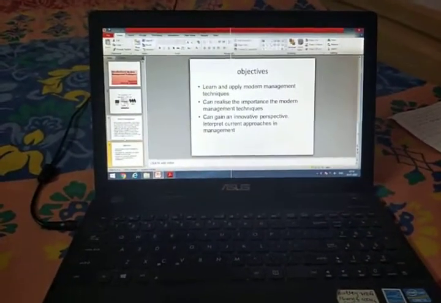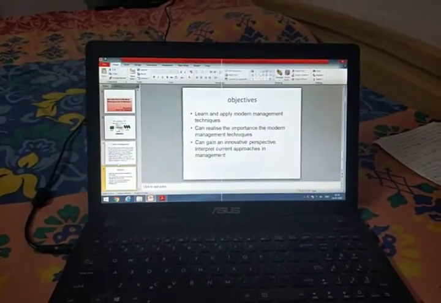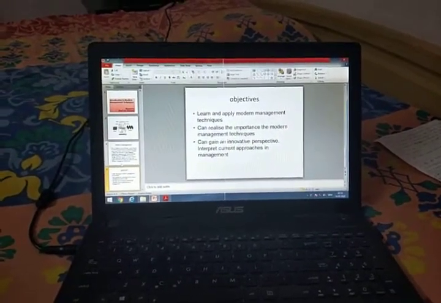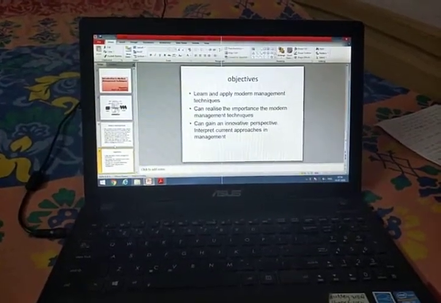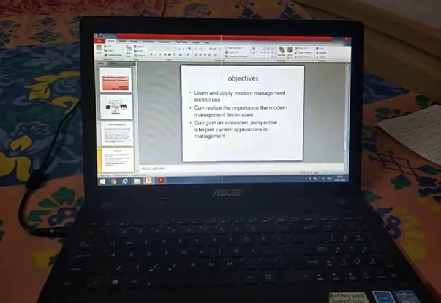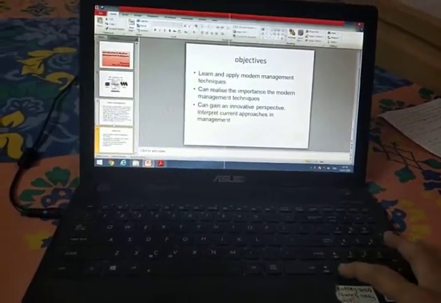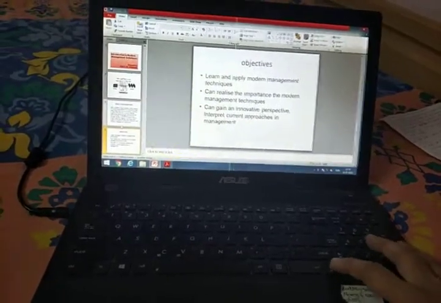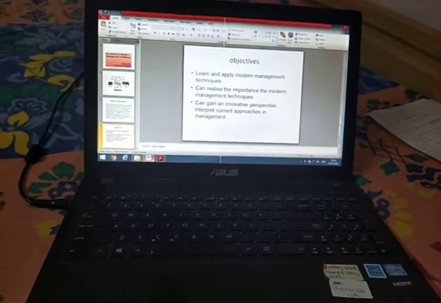The main objectives of these are to learn and apply modern management techniques, realize the importance of management techniques, gain innovative perspective, and interpret current approaches in management. These are the main objectives of the modern management techniques.